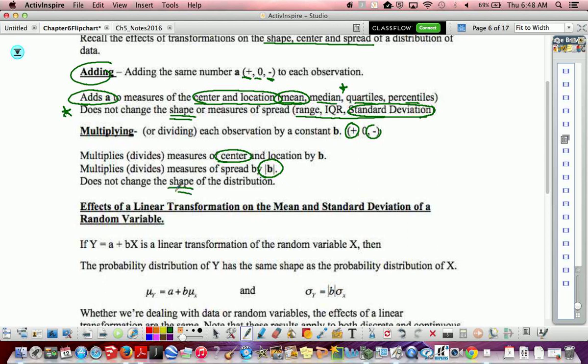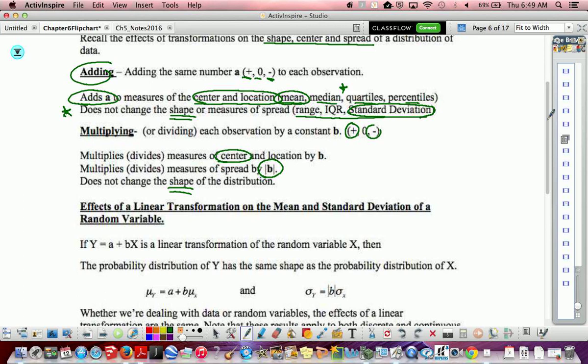However, again, shape doesn't change. So if it's a uniform distribution, it's going to stay a uniform distribution. If it's normally distributed, your shape stays. So these linear transformations have no impact on shape whatsoever. Or I should say it like this, the center is impacted by both adding and multiplying, but the measurement of spread is only affected by multiplying.